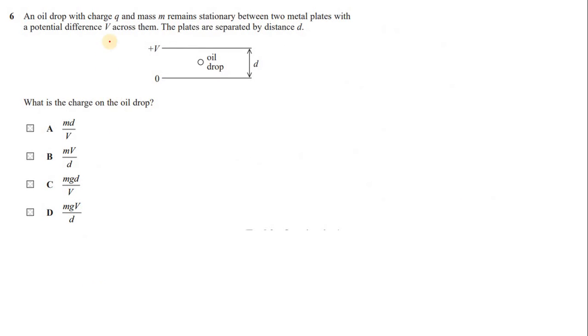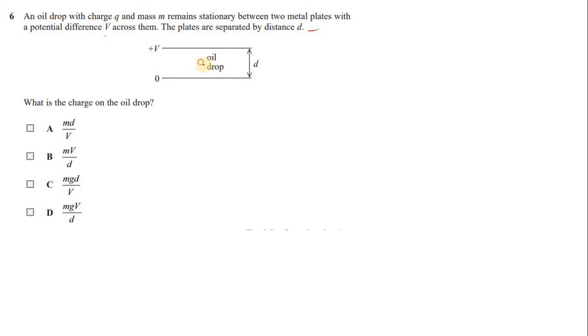Question 6. An oil drop with charge Q and mass m remains stationary between two metal plates. With the potential difference V across them, the plates are separated by distance d. What is the charge on the oil drop?